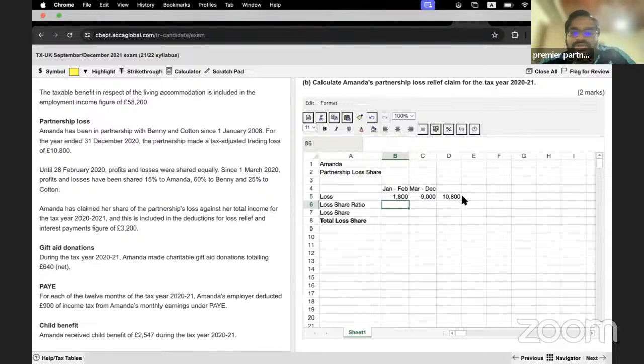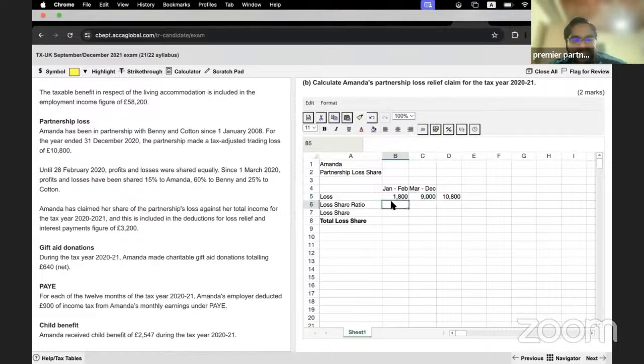Great. So the overall loss is 10,800. That is for a 12-month period. Out of that, first period is 2 months. So 10,800 divided by 12 into 2. Then second period, 10 months. 10,800 divided by 12 into 10. Are we good? Right.